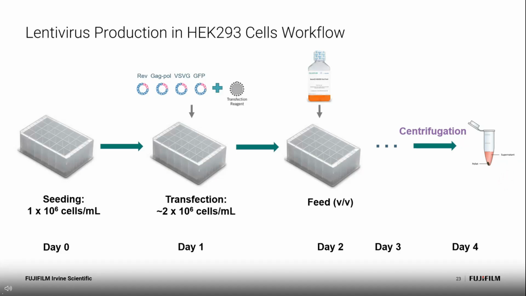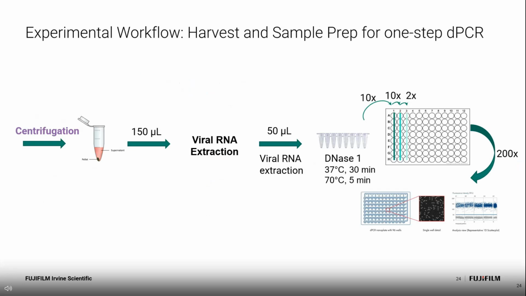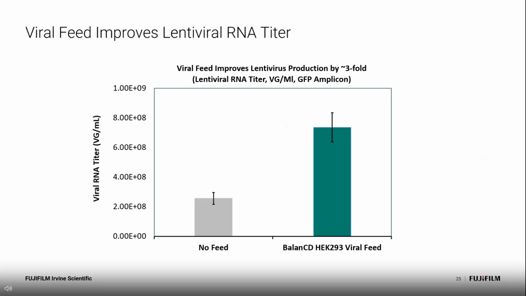As to the lentiviral RNA titer measurement, after extracting the lentiviral RNA, we use DNA digestion to remove any background plasmids before setting up the digital RT-PCR. The lentiviral RNA titer showed a threefold improvement from cell cultures with balanced HEK293 viral feed compared to the cultures without any feed. We're happy with the result, but we'd also like to verify the functional titer of the lentiviral vector produced under both culture conditions.